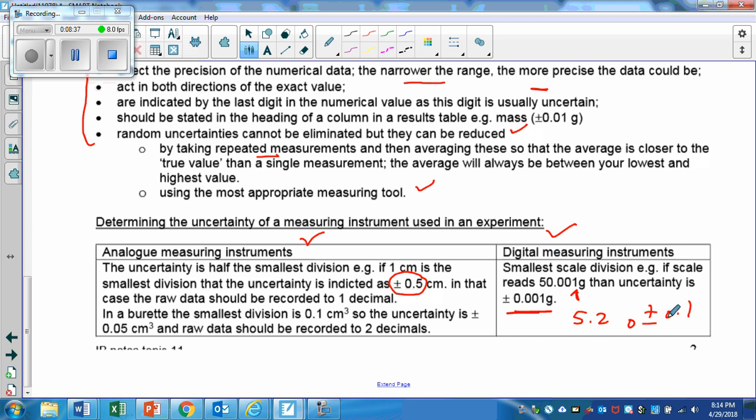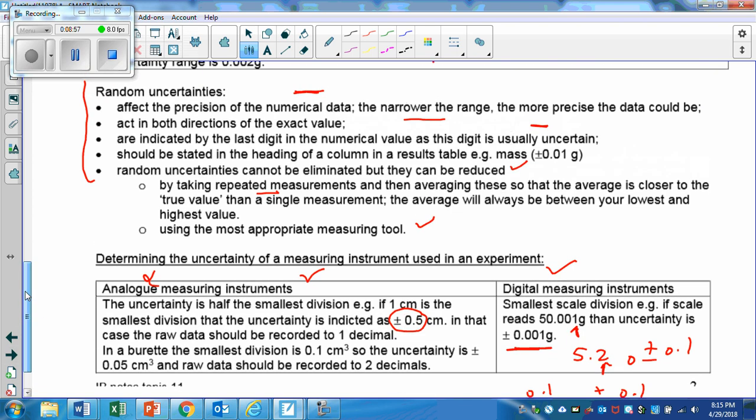So for a digital scale, you just take the last digit. If the equipment is incremented by 0.1, then your uncertainty is plus minus 0.1. If your equipment is analog, then you take half of that. So it will be 0.05 in this case.